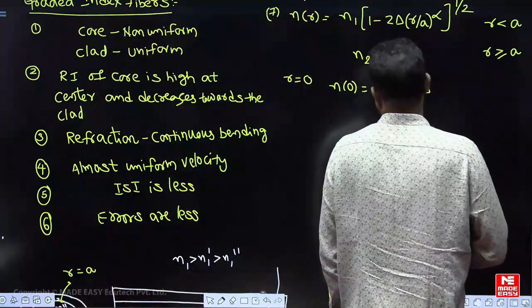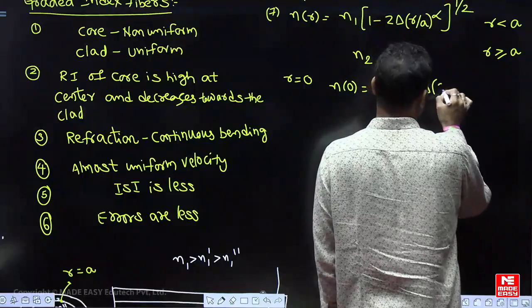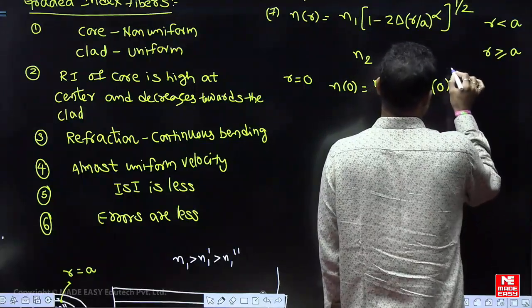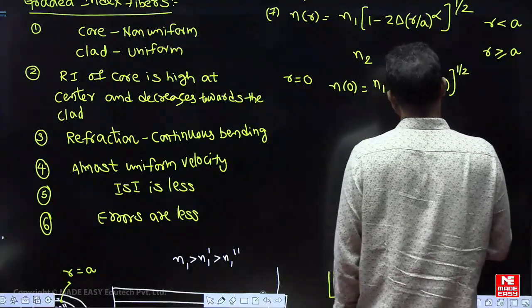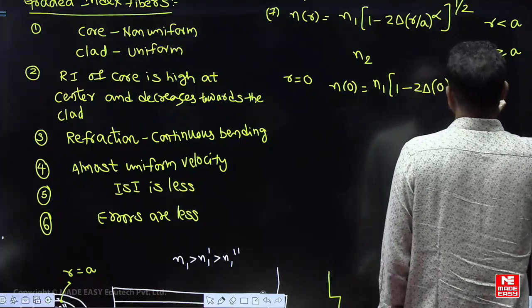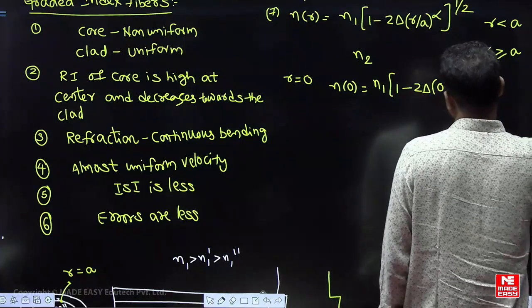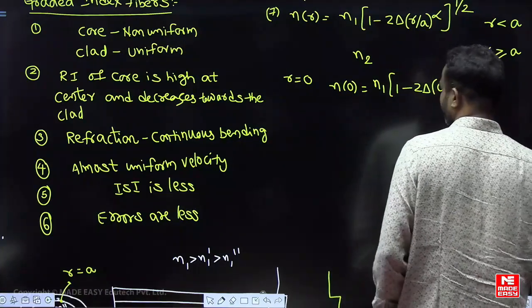Taking r equal to 0, this value becomes 0 by a, so 0 whole to the power of 1/2. Anything to the power of 0 is 0, so 1 minus 0, 1 to the power of 1/2, and the value is equal to n1.